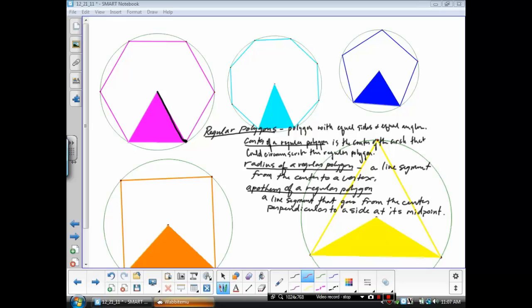Now, every regular polygon can be inscribed in a circle, which is what you see with all of these that I have up here: regular polygons with vertices on the circle. That helps us understand some of these other definitions that we're going to work with. So the center of a regular polygon is the center of the circle that the polygon is inscribed in. That's our next piece of vocabulary here. Center of a regular polygon: the center of the circle that could circumscribe the regular polygon.